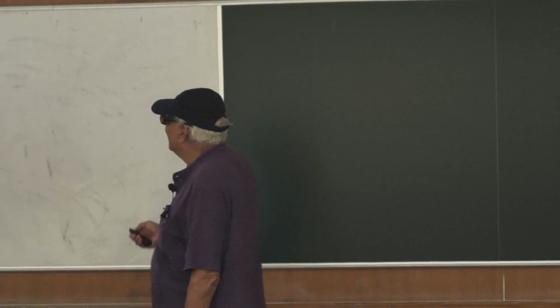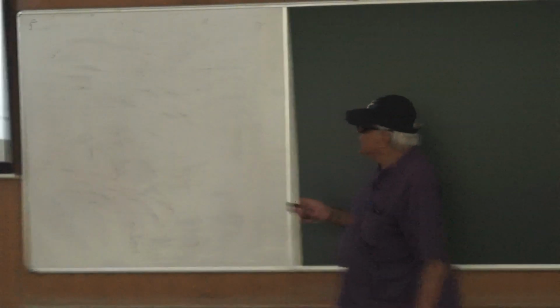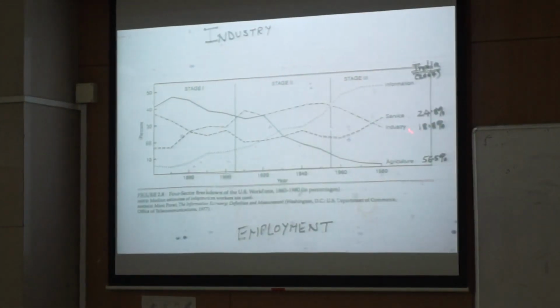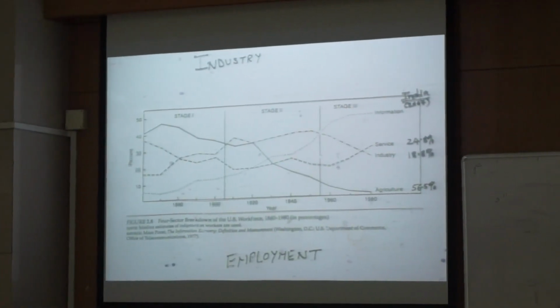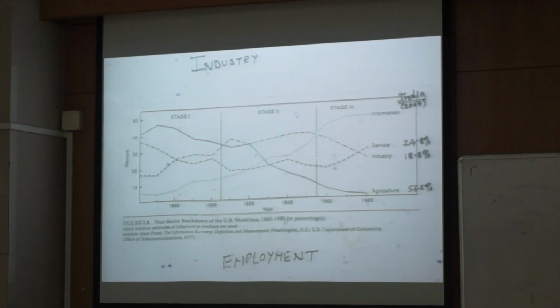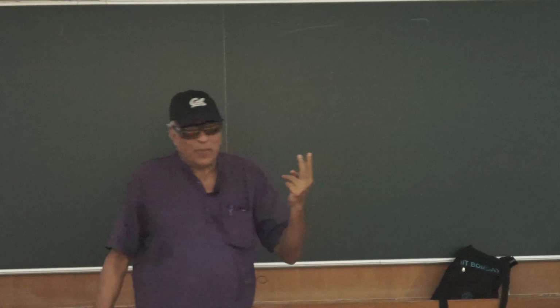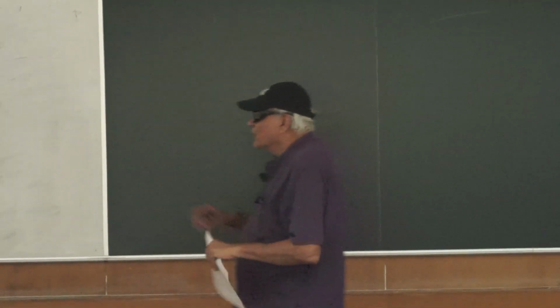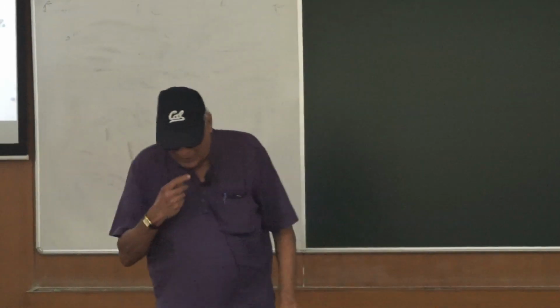Okay. Look at the Indian figures in 2007. Services 25%, industry 18.8%, and agriculture about 56%. Hardly a couple of percent were in information. Very few people were in information. All these editors and newscasters and all, whatever you want to call it, teachers and all that, in Indian society, in 2007.